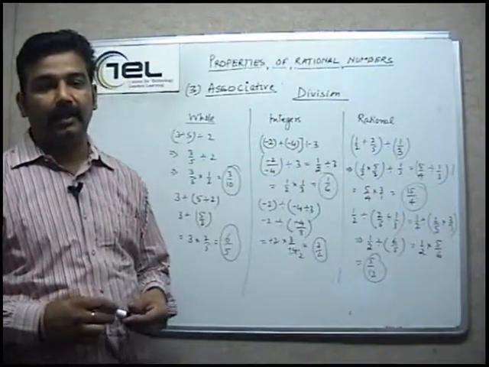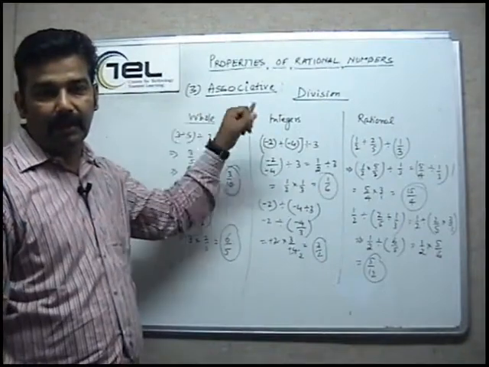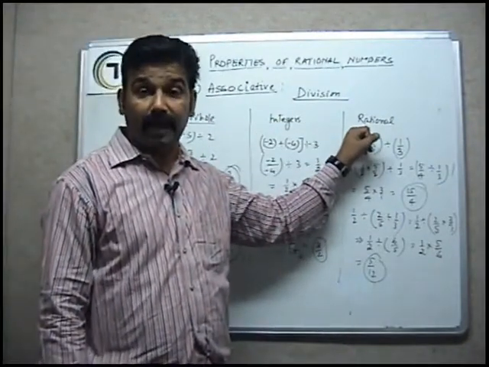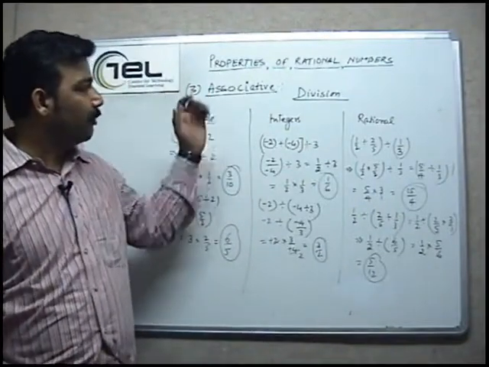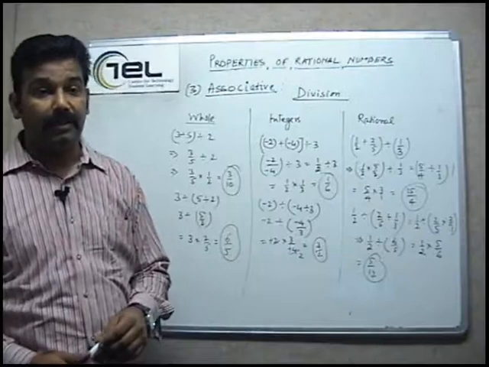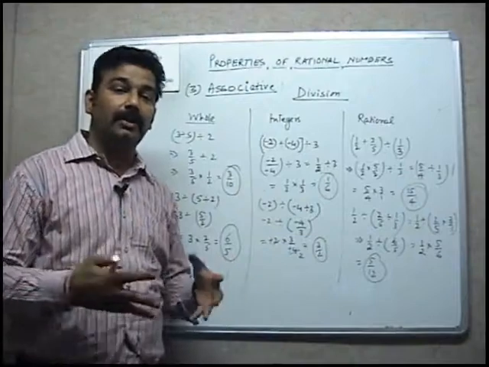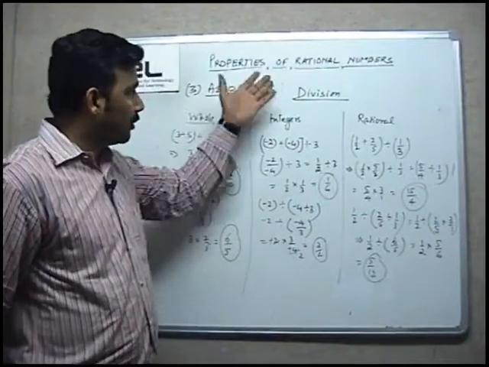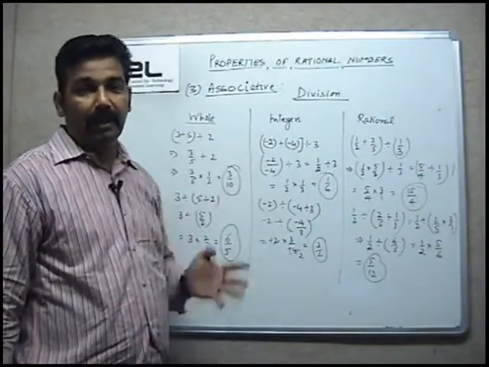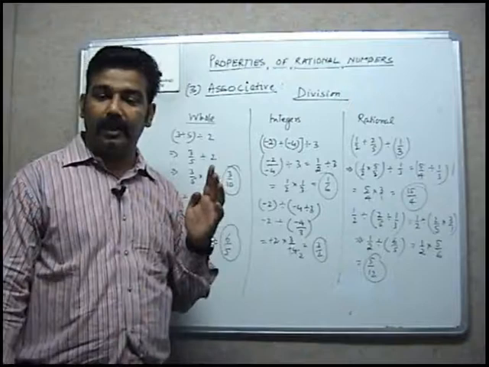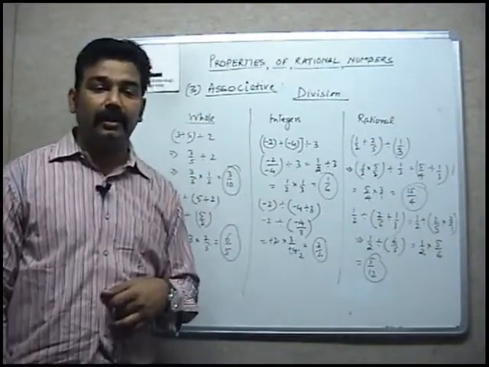So I can say division is not associative in whole numbers, in integers, as well as in rational numbers. Got it? So we have been through the third property of integers, which is associativity. And we have seen that integers and rational numbers hold the associative property in addition as well as in multiplication, but not in division and subtraction.